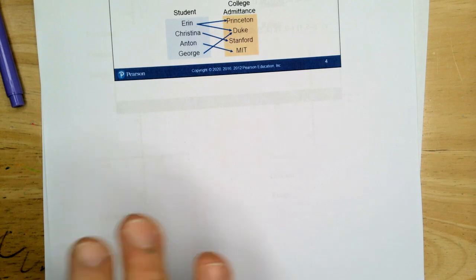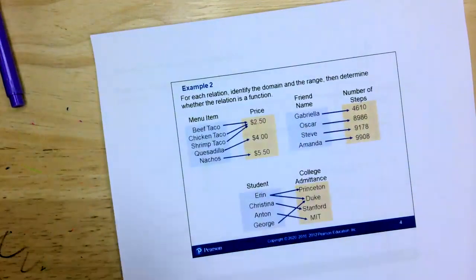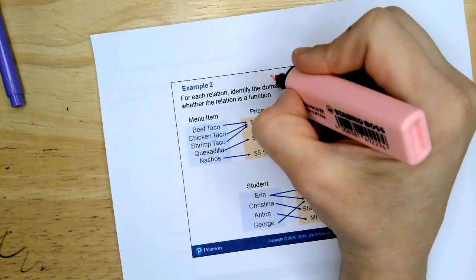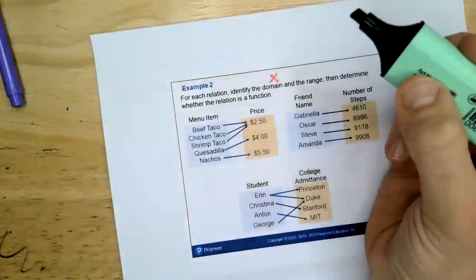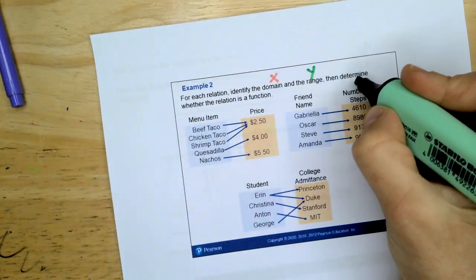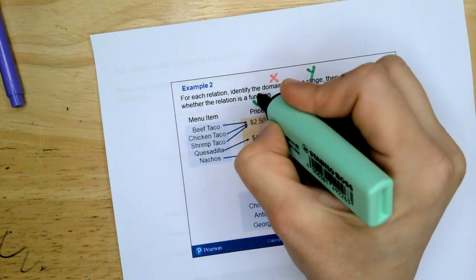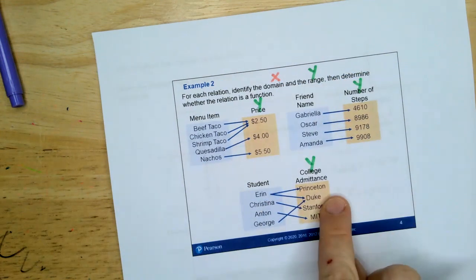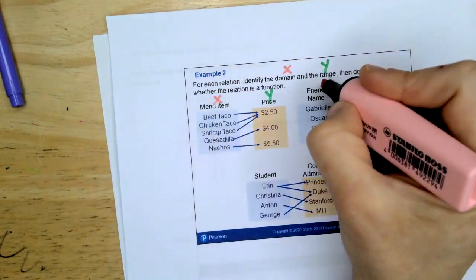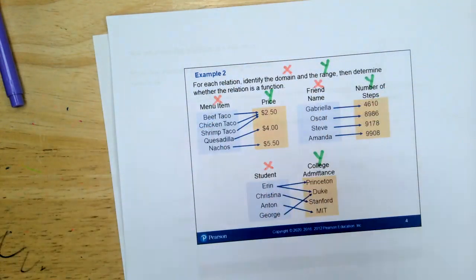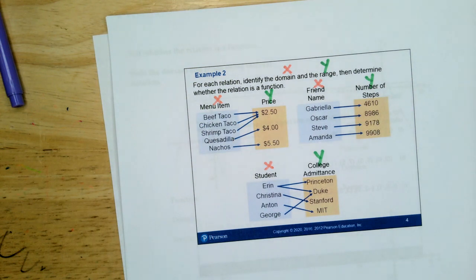So for example 2, for each relation, identify the domain and the range. When you hear domain, I want you to think x. When you hear range, I want you to hear y. Your y is always your dependent variable. Your x is always your independent variable. Your x is always your domain. Your y is always your range, okay?